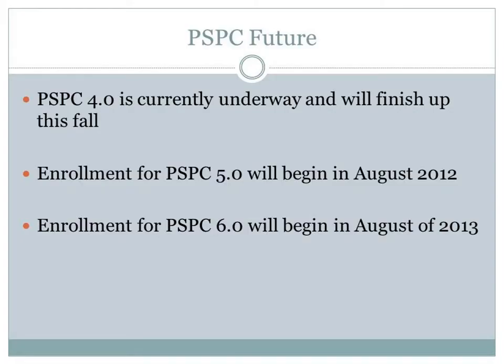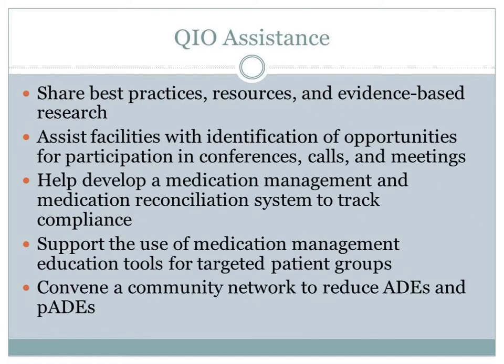Right now we're at PSPC 4.0. In August of this year, we started PSPC 5.0, and then enrollment for PSPC 6.0 is going to start in about a year from now. And the QIOs can help with distributing best practices, helping with resources and evidence-based medicine to decrease adverse drug events. The QIOs are available to help facilities with identification of opportunities for participation in conferences, calls, and meetings, the learning and action networks.